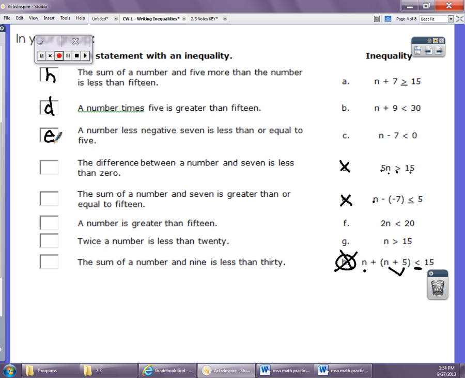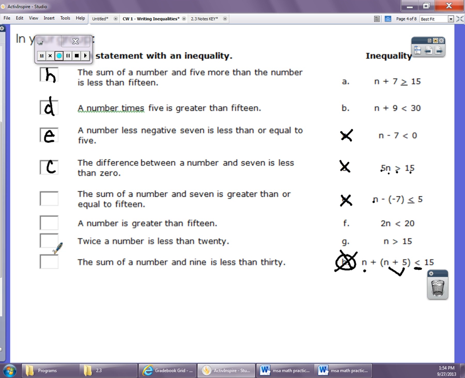The difference between a number and 7 is less than 0. The difference means to subtract, between a number and 7 is less than 0. So that answer is going to be C. So now there's 1, 2, 3, 4 more. All right, pause it, try to answer them, and then when you get your 4 answers, start it up again and check to see if they're right. I'm going to just put up the answers.